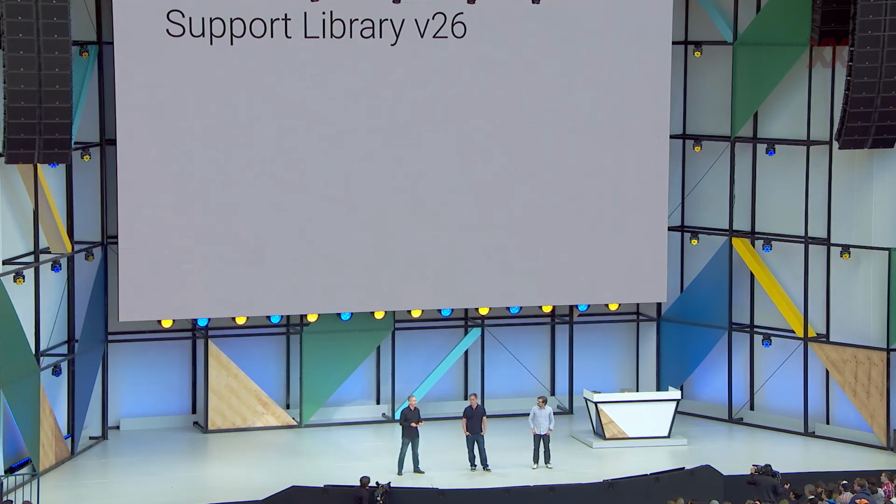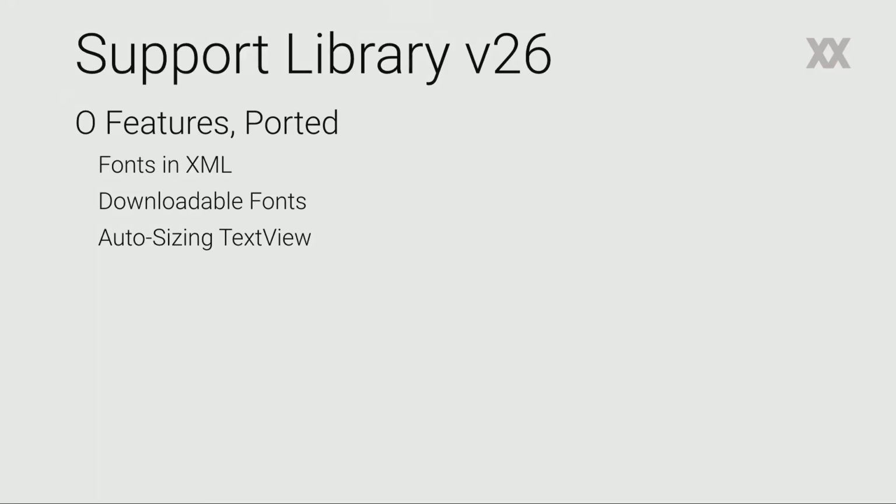So beyond the platform, we have the support library, we have other mechanisms for delivering things that aren't just about the O release. We wanted to call out some of those. There's the V26 beta release that comes out with Developer Preview 2. The stuff that we already talked about in text, fonts in XML, downloadable fonts, as well as autosizing TextView, those are all in there. You can check those out.